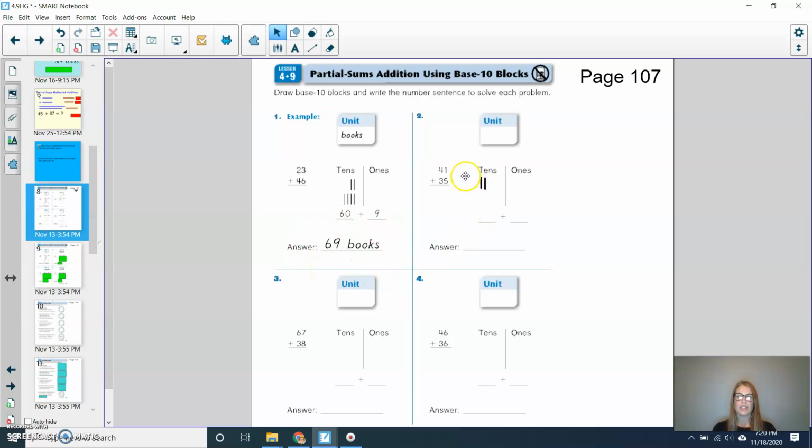Now let's try our next one. We have 41 plus 35. I'm going to move these off to the side. Can you write down how many tens and how many ones and add your tens and your ones together for your answer? Let's try number 2 together.